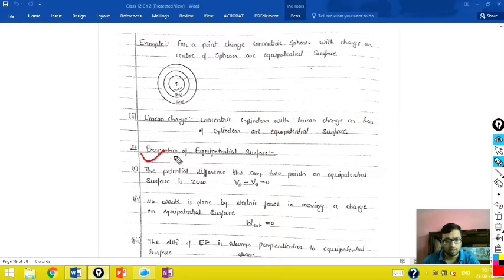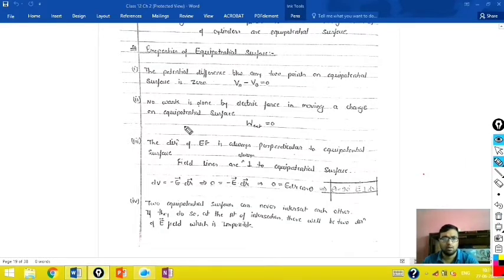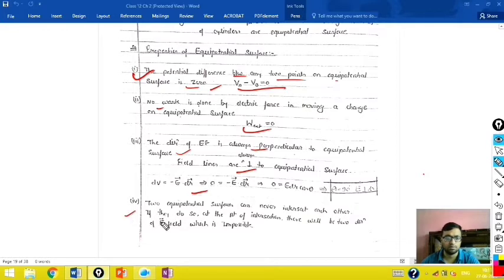Next concept we have is properties of equipotential surfaces. All those properties I discussed in my previous lecture; basically you have to remember only two or three properties. This will be a quick revision for you: the potential difference between any two points of an equipotential surface is 0, so no work is done, and the direction of electric field is always perpendicular to the equipotential surfaces.